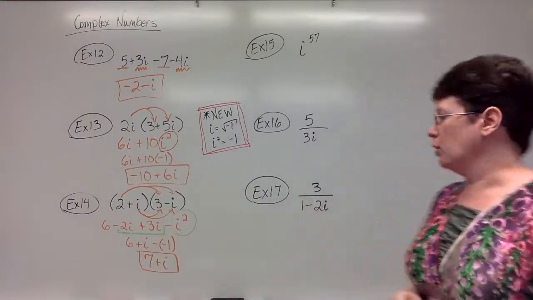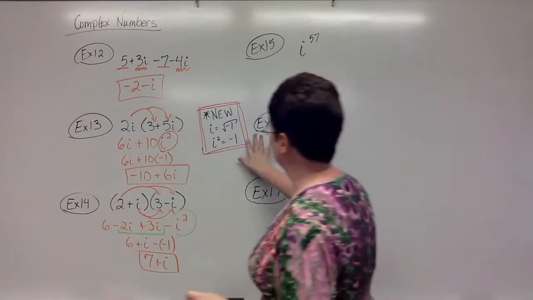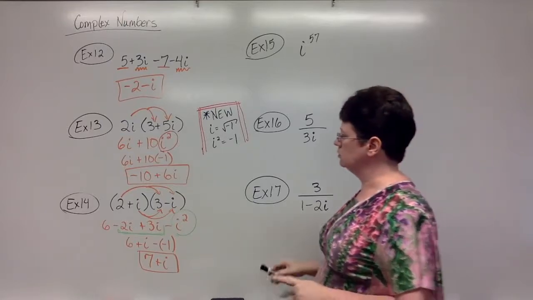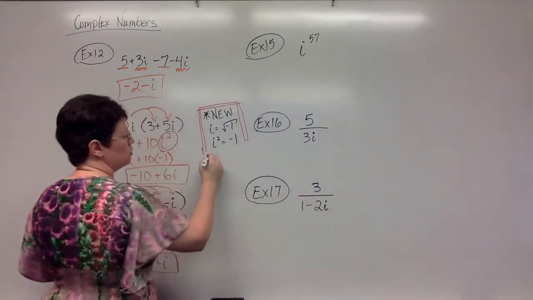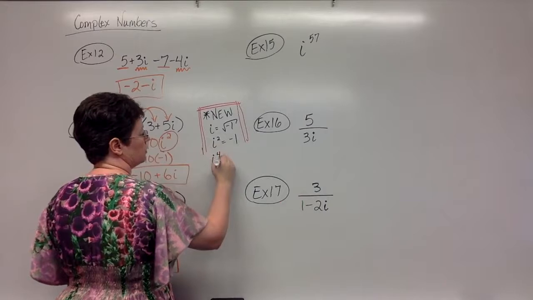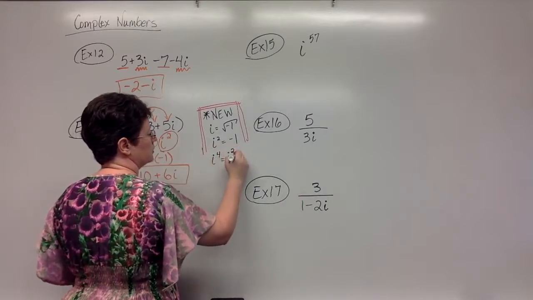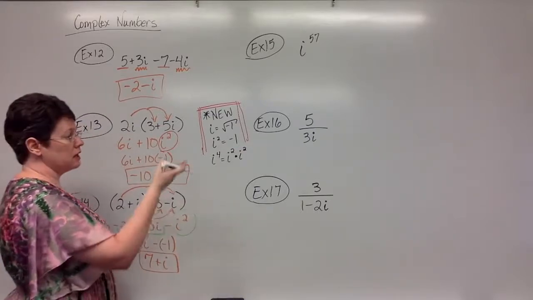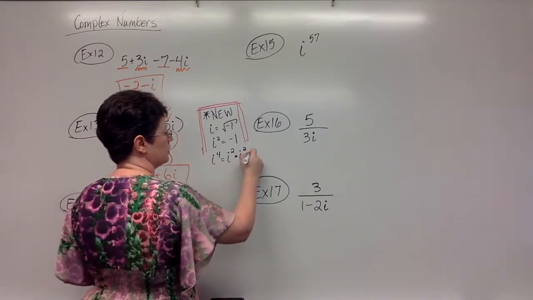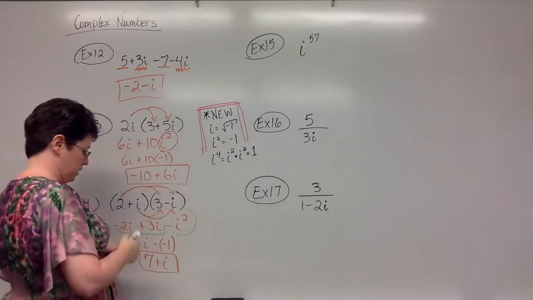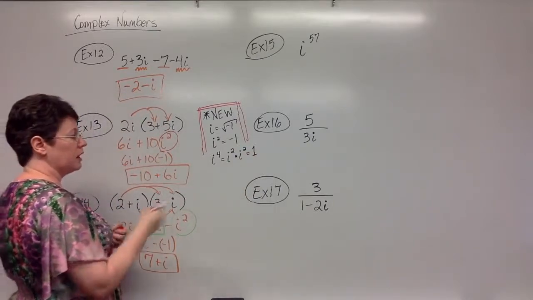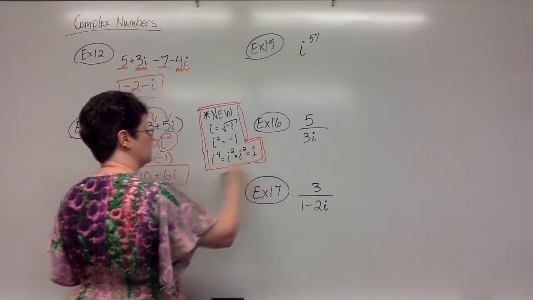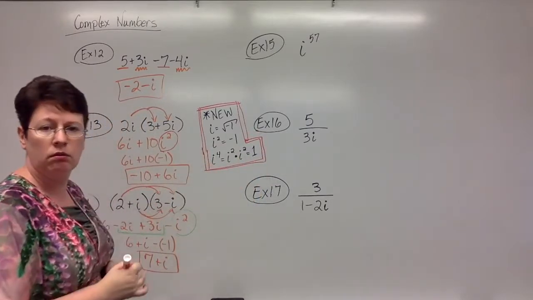Now we're really going to throw you a curveball. Okay, so let's look. i squared is negative 1. So would you believe me if I said i to the 4th is equal to i squared times i squared? Well, that's negative 1 times negative 1, which is positive 1. So anytime I have an i to the 4th, I can substitute in a positive 1.